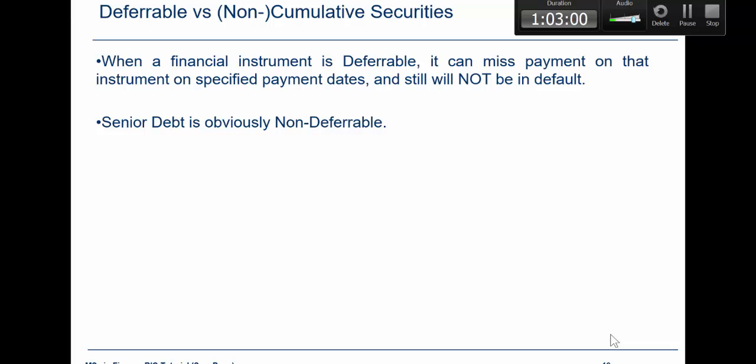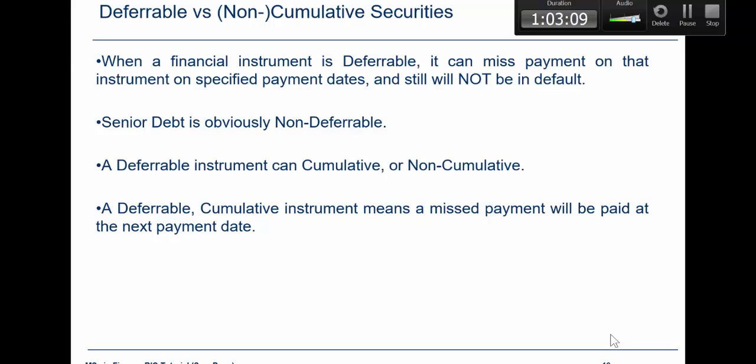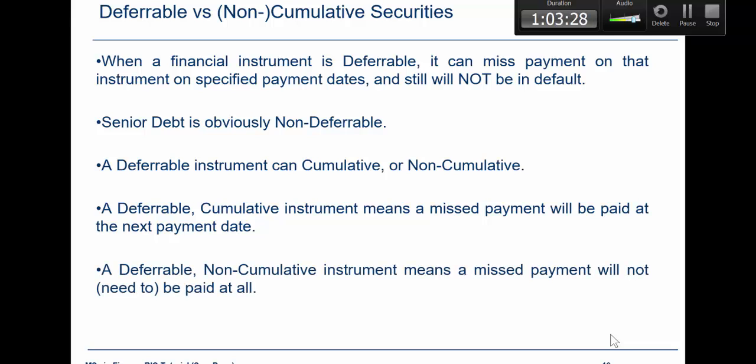Okay, but now a deferrable instrument can be cumulative or non-cumulative. Okay, so a deferrable cumulative instrument means that if you miss a payment, then the payment will be paid the next time. Okay, I can't pay you this time, I'll pay you next time. A deferrable non-cumulative instrument means a missed payment will not need to be paid at all. Okay. Equity is an example of that. So you don't pay dividend, it's not good, but not much they can do about it.